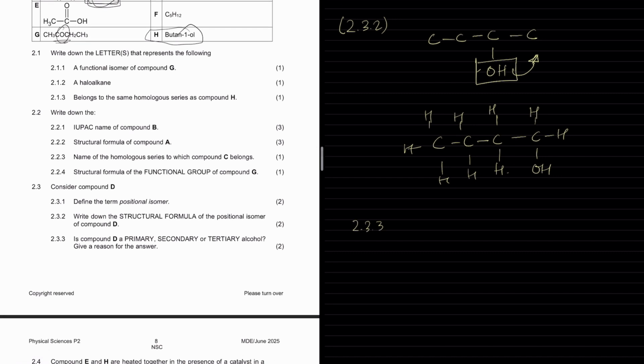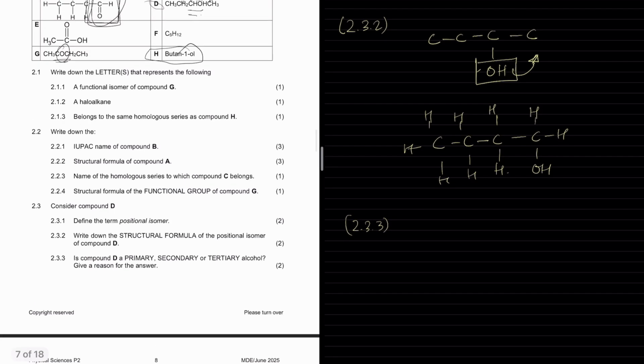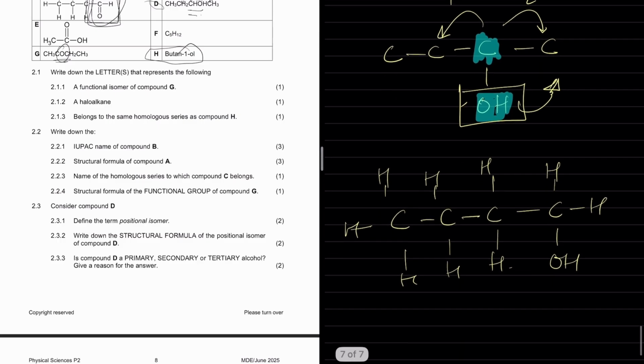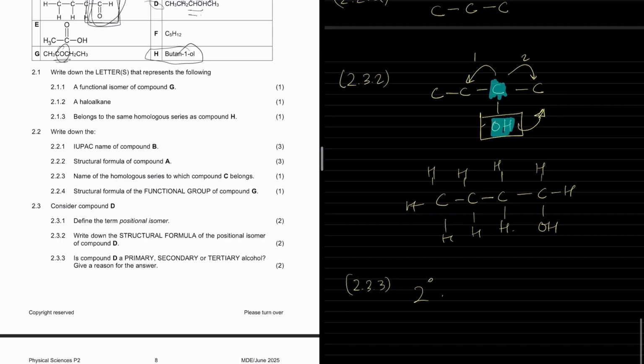2.3.3, is compound D a primary, secondary, or tertiary alcohol? So here's compound D. Is it a primary, secondary, or tertiary? Remember, to figure that out, you look at the OH. The OH is bonded to a carbon, and that carbon is bonded to 2 other carbons. So because it's bonded to 2 other carbons, it makes it a secondary alcohol. And we've given the reason already: the OH is bonded to a carbon that is bonded to 2 other carbons.